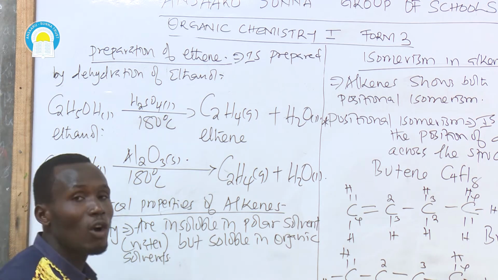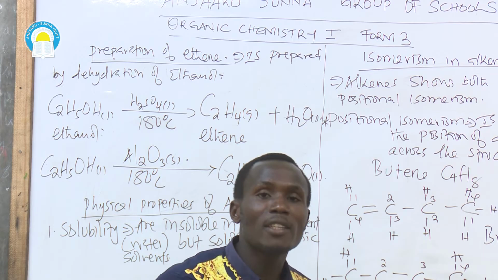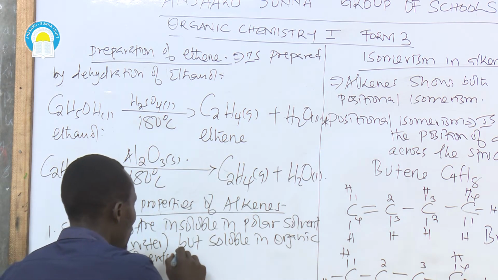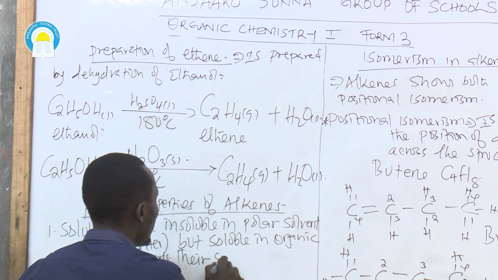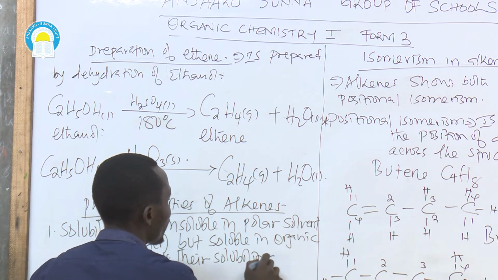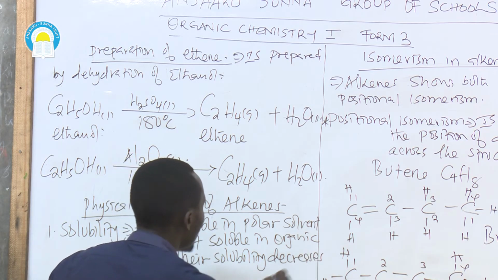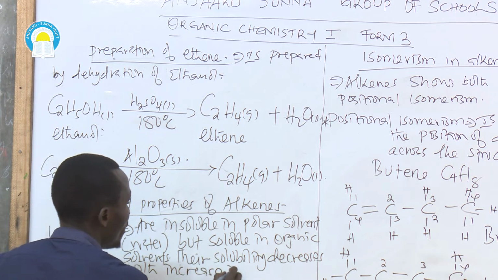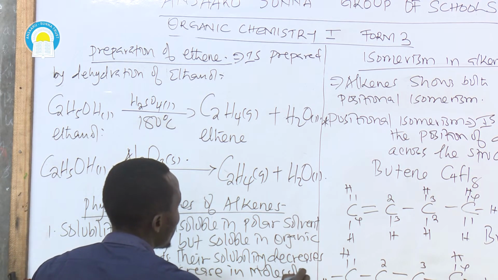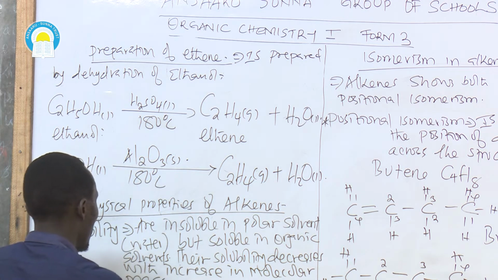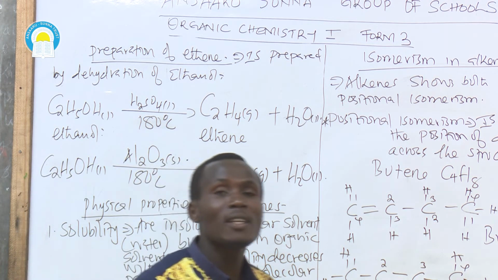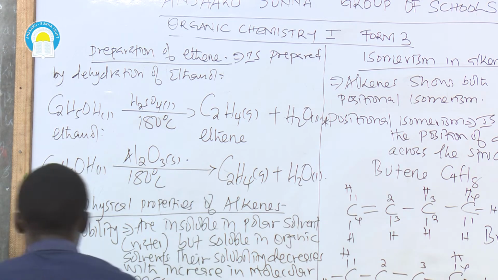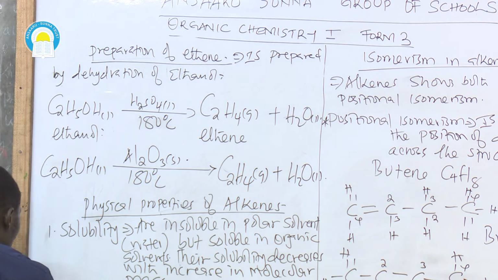Now, how does the solubility compare? The solubility decreases as the molecular mass increases. So we say their solubility decreases with increase in molecular mass. Then the next one, we check on melting and boiling point.